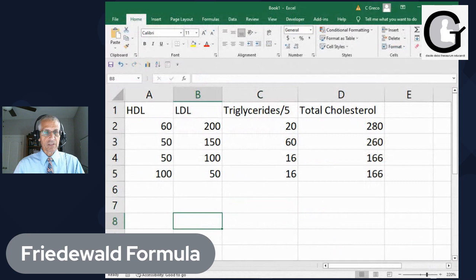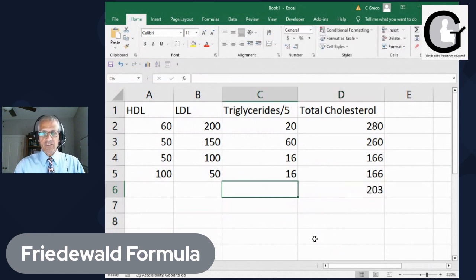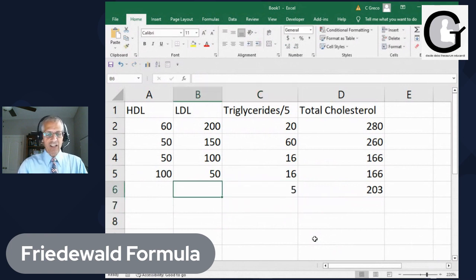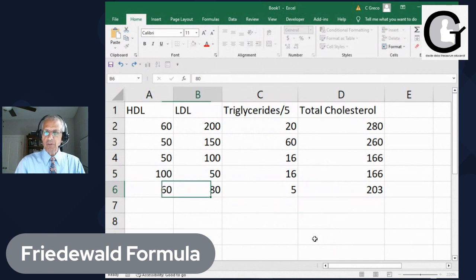I can say, okay, let's say my total cholesterol is 203. All right, and my triglycerides, let's say again, are 80. 80 divided by 5 is 16. And then let's say my HDL is 60. Can I determine what my LDL is going to be?